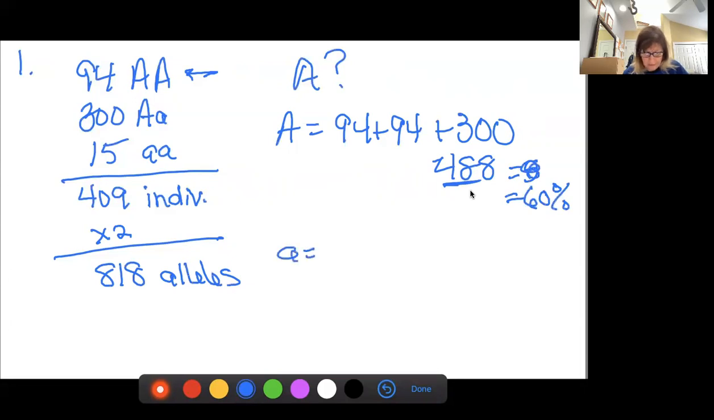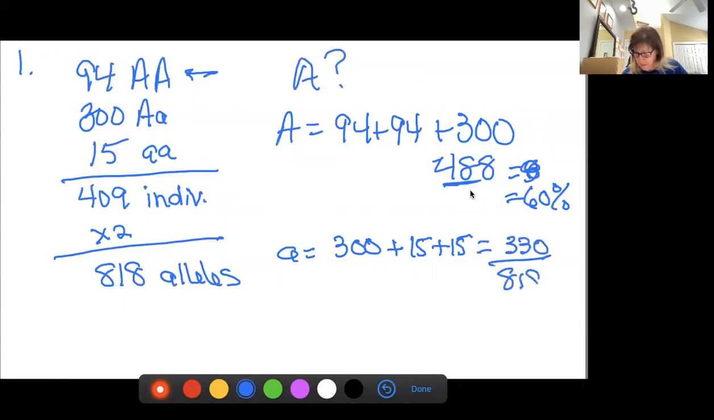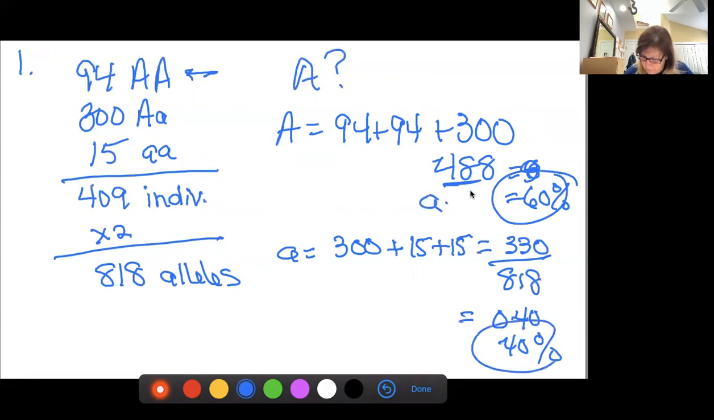My little a would be 300, right? My heterozygous each have 1 copy, plus 15, that equals 330 divided by 818. So that gives me 0.40 or 40%. So 60-40. Okay. So this would give me my answer for A. This would give me my answer for B.